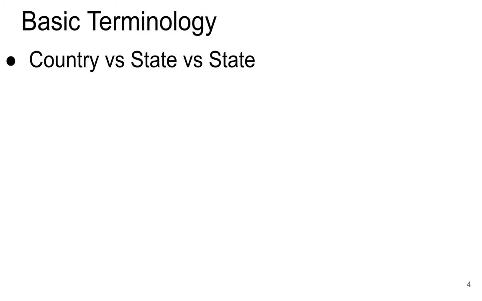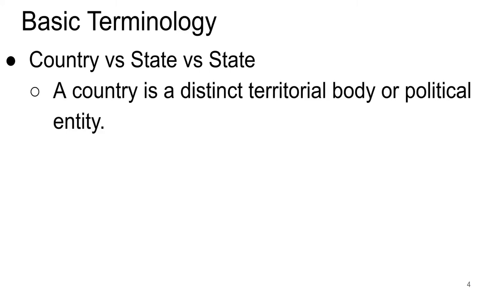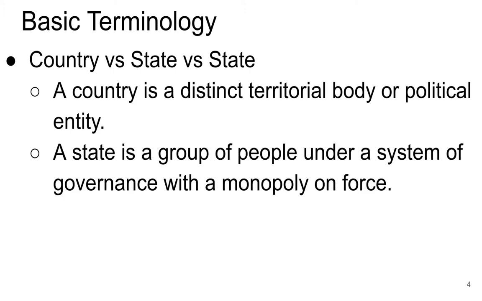So some basic terms: country versus state versus state. A country is a distinct territorial body or political entity, as opposed to a state. A state is generally considered a group of people under a system of government with a monopoly on the use of violence, the use of force. So typically in a state, the government is the only body that gets to use force. So we have things like the military, we have police.